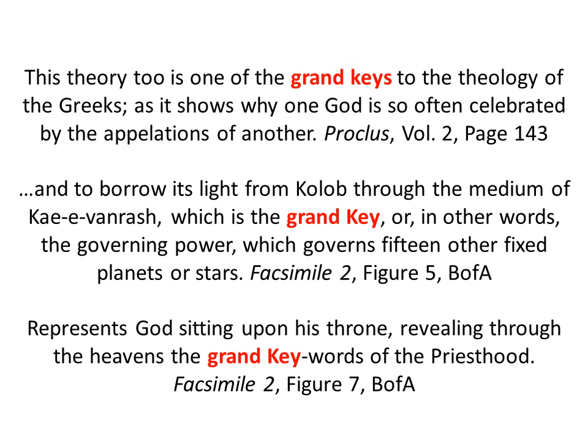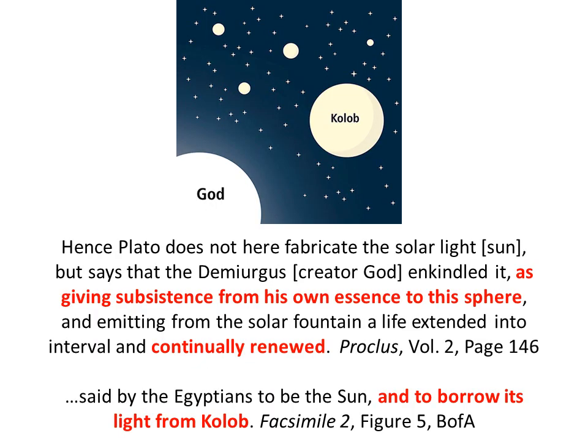So I don't know if he stole those out of the Proclus. It could just be a coincidence. Okay, we now have from the Proclus the Demiurgus, the creator god, giving of its own essence to power the sun, giving subsistence from his own essence to the sun.